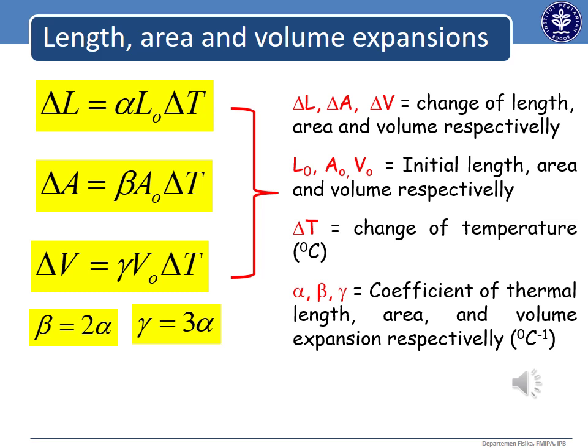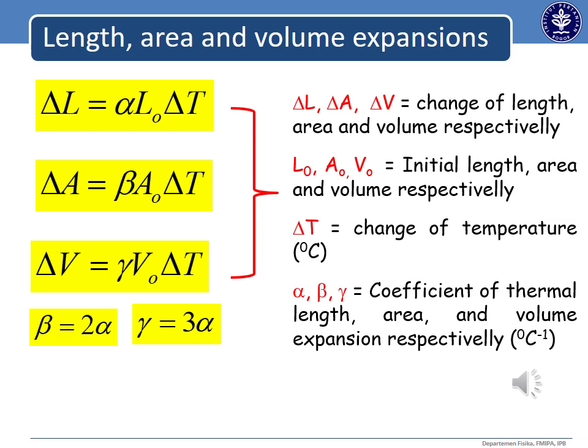We have three different expansions. First, one-dimensional expansion, delta L, when the object is getting longer or getting shorter. The next one is two-dimensional expansion, when the area of the object is getting bigger or smaller. And the next one is the three-dimensional expansion, or delta V.